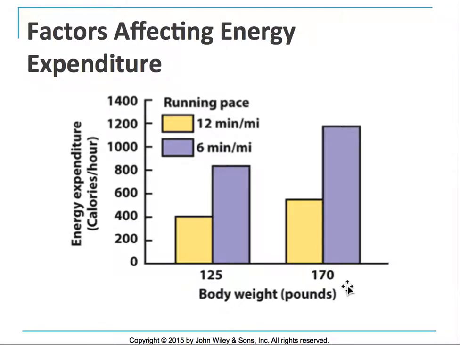The same is true for somebody at 170 pounds. Obviously, running at a quicker pace causes them to burn off more calories. However, even if they're running a 6-minute mile, just like the 125-pound person, the 170-pound person will burn off more calories just because of their body size. So we see calorie needs increase both for intensity level and for starting body weight.